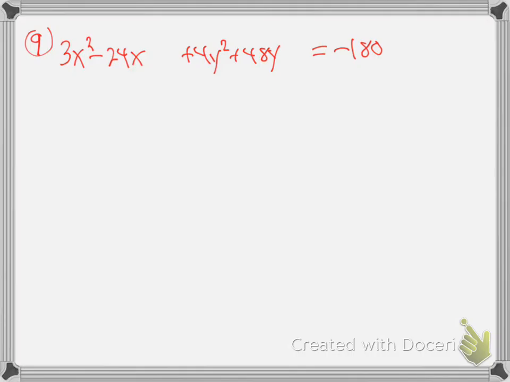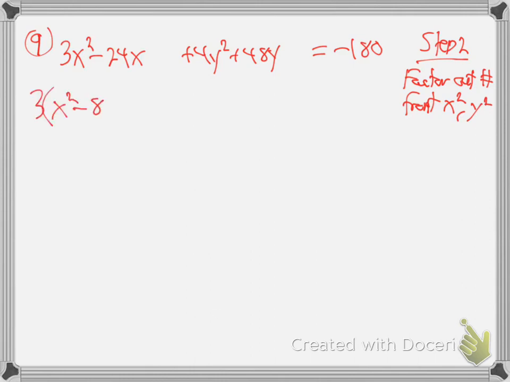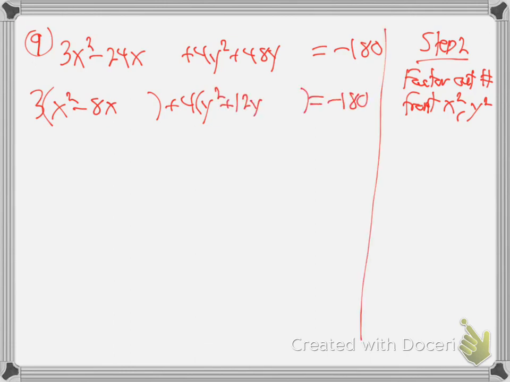Step 2 is to factor out the number in front of x squared and y squared. So that 3 in front of x squared and that 4 in front of y squared, factor them out. Okay.